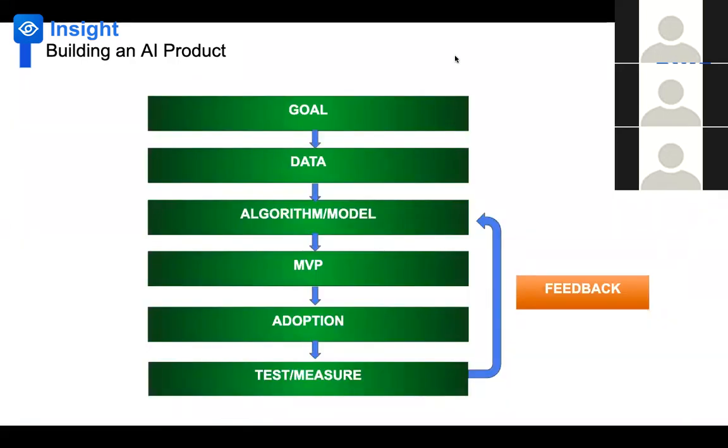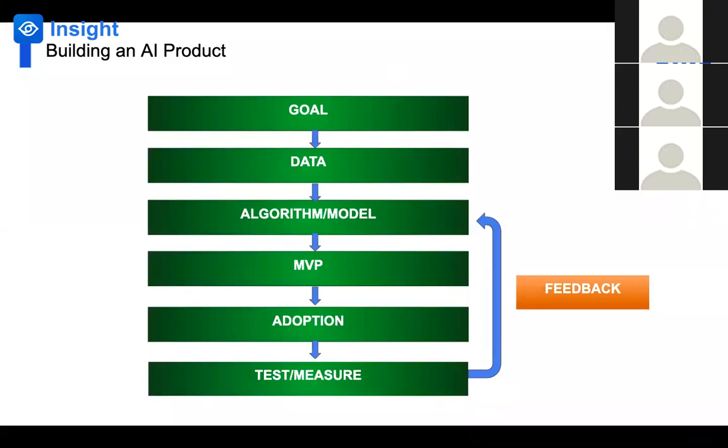So let's look at how a product management flow works in an AI product. First, you define the goal. Then you have to go and collect data. Then there's a stage where algorithm modeling happens. You come up with a minimal viable product. You try to drive adoption.